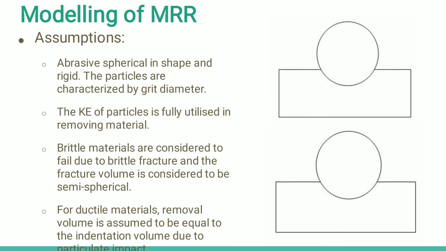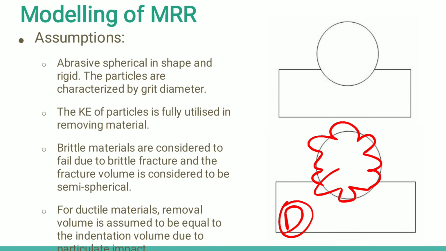Okay, next is the ductile material. Because ductile material has ductility or plasticity, when the abrasive particle impinges on the workpiece surface, there may be a chance that on impact it just leaves an impression on the workpiece surface and reflects back. Okay, there is that possibility.